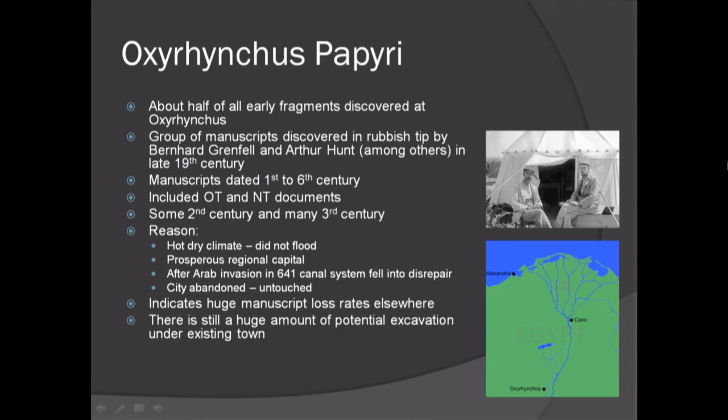Why did they survive? Well, one, it was a hot, dry climate that did not flood, so you didn't have problems with deterioration due to fungi. It was a prosperous regional capital. The Arabs invaded it in 641 and the canal system fell into disrepair. So the city was abandoned and left untouched until modern times. They dug up the rubbish tip, and it had been undisturbed for over 1,000 years, and so they were able to recover a huge number of manuscripts.